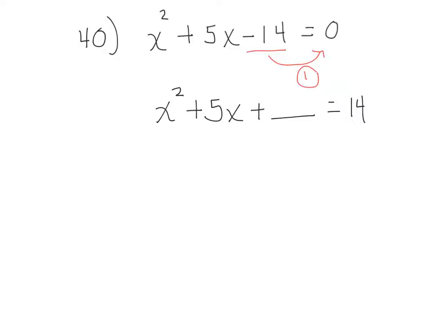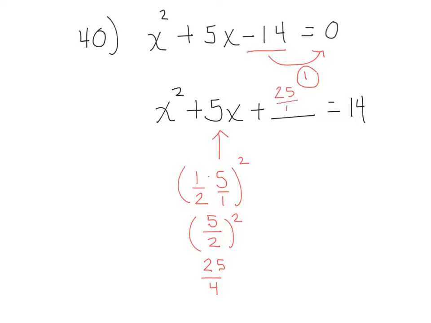Step 2, I need to look at the coefficient of x, in this case 5, multiply it by 1/2, and then square that answer. Well, 5 is the same as 5 over 1, so 5 over 1 times 1 over 2 is 5 over 2. But I need to square that answer, and I get 25 over 4. That's what I'm going to need to add to this quadratic expression on the left to get it to be a perfect square trinomial. But I have to add that same amount to what's on the right.